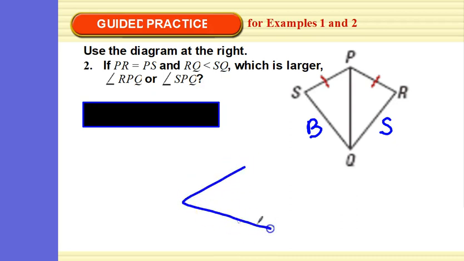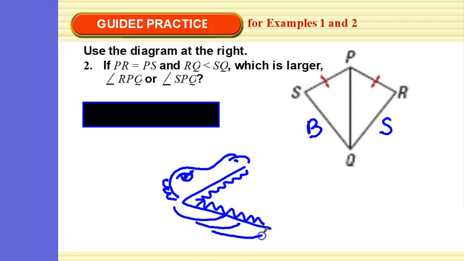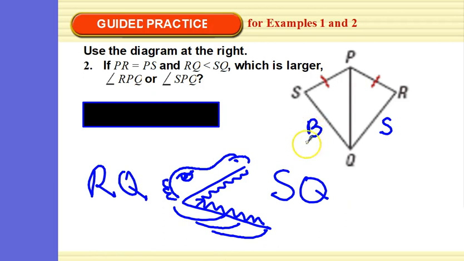All right, so here's your alligator. Alligator, your gator bait. All right, so the alligator eats what's bigger. So he's eating SQ. So this is big, this is small, okay? So it says which is larger? Across from the bigger side, angle SPQ.